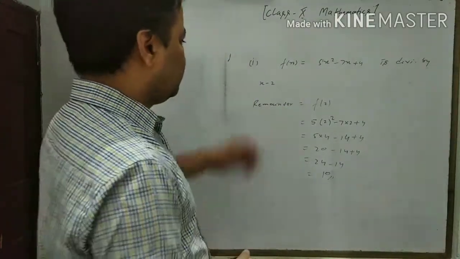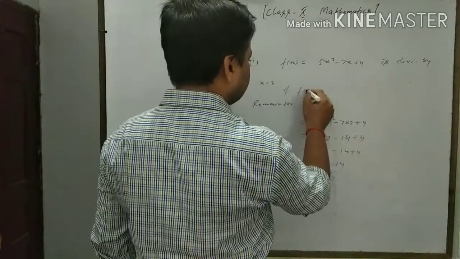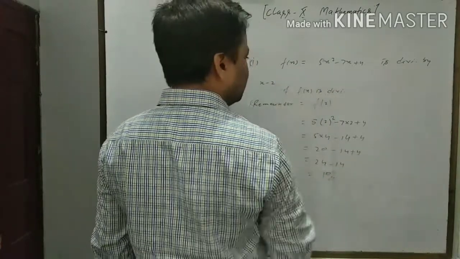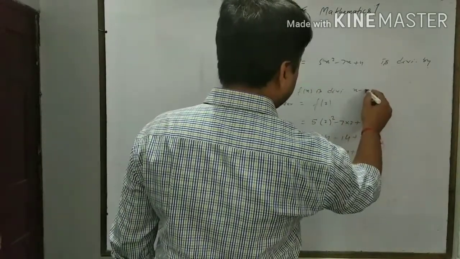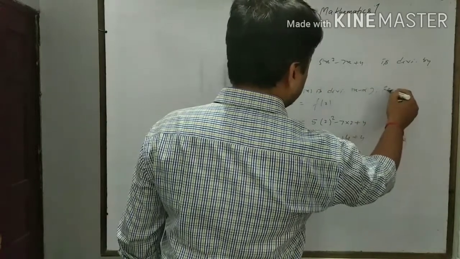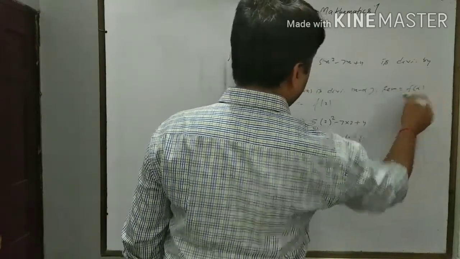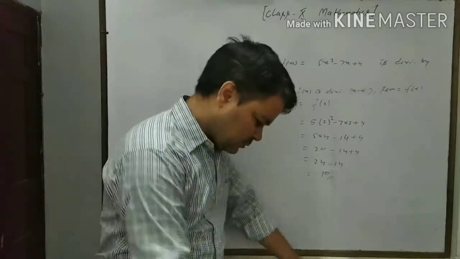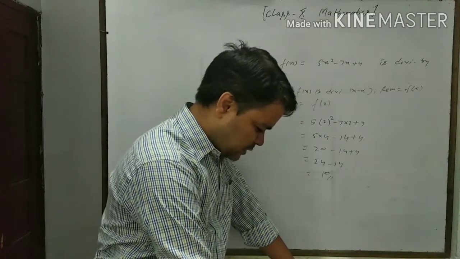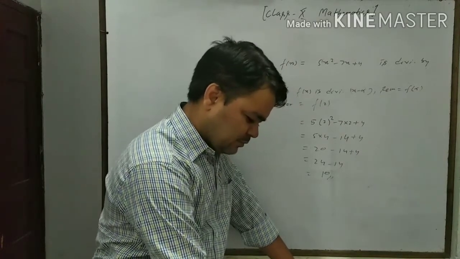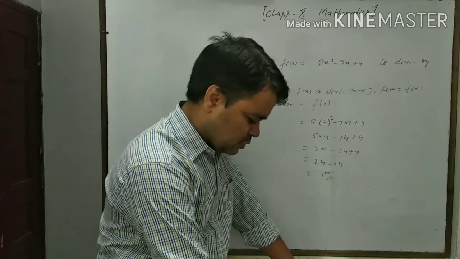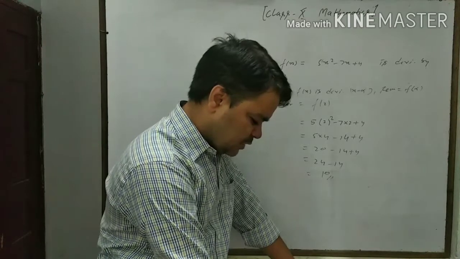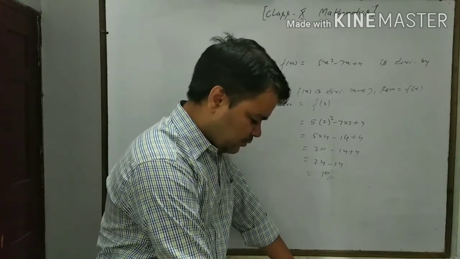Here we can write: if f(x) is divided by x minus alpha, then the remainder is equal to f of alpha. Therefore, the remainder is equal to this. Similarly, question number second: using the remainder theorem, find the remainder on dividing f(x) by x plus 3. This is the second question. Third question: find the remainder without division on dividing f(x) by 2x plus 1. This is the third question.